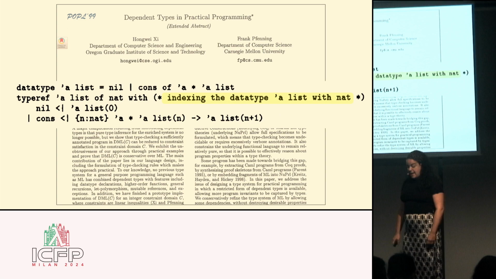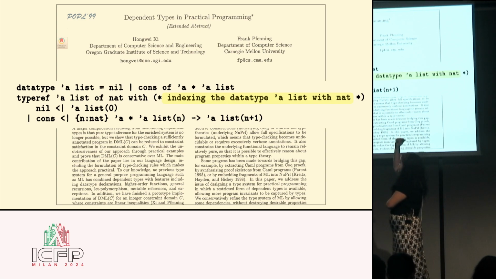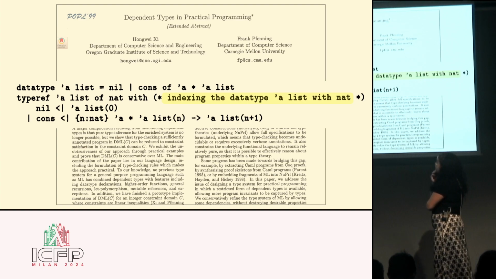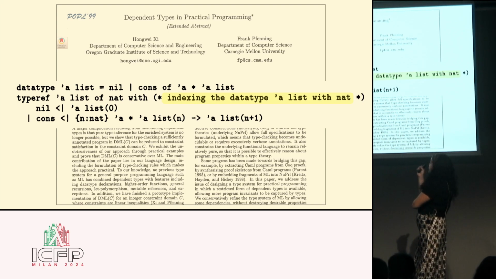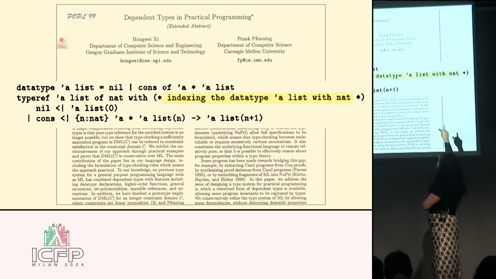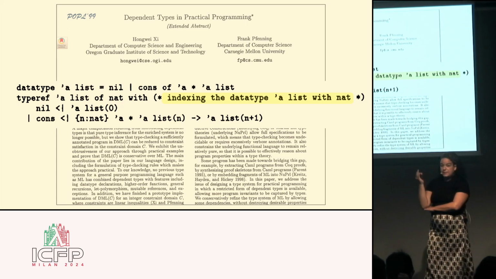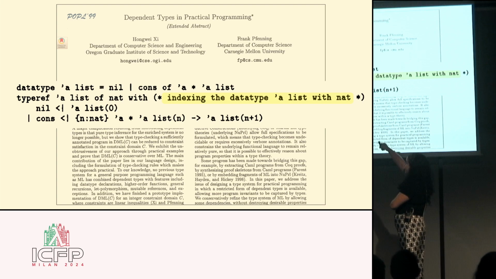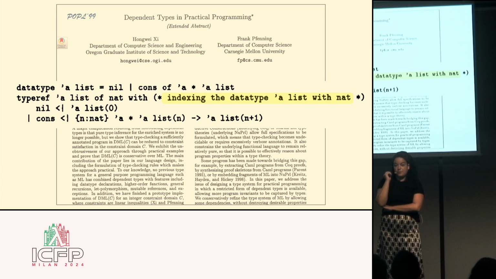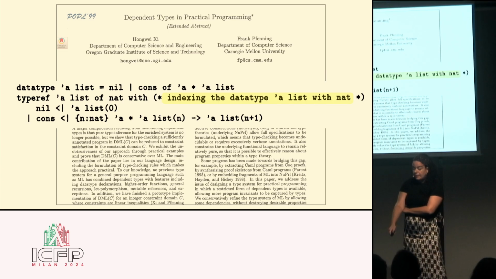So again, they provide an example with lists, again, data type list, nil or cons, and then they say these dependent or refinement types are essentially refining the list type by indexing the data type list with a nat. And of course, this nat is describing the length of the list, right? So nil has length 0, and then cons says for all natural numbers n, give me a tail, a list of size n, and I'm going to give you back a list of size n+1. Good.